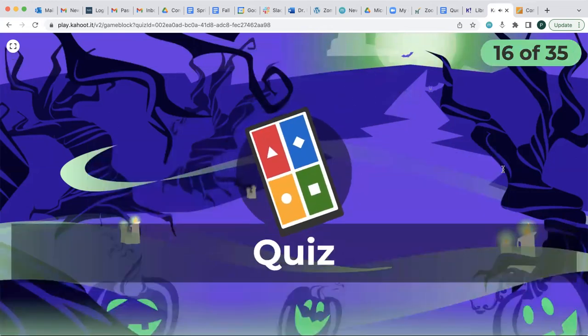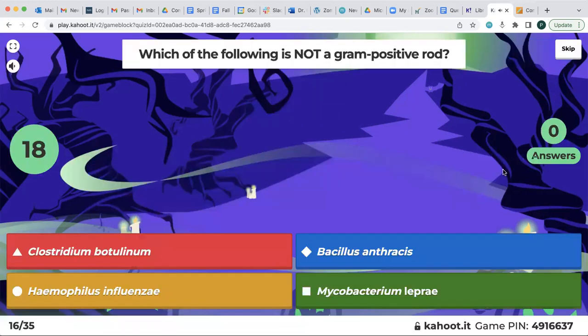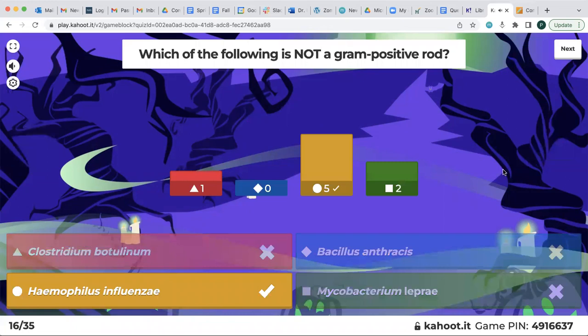Next. Which of the following is not a gram-positive rod? Awesome job. Yep, Haemophilus influenzae, which does not cause the flu. The flu is caused by a virus.